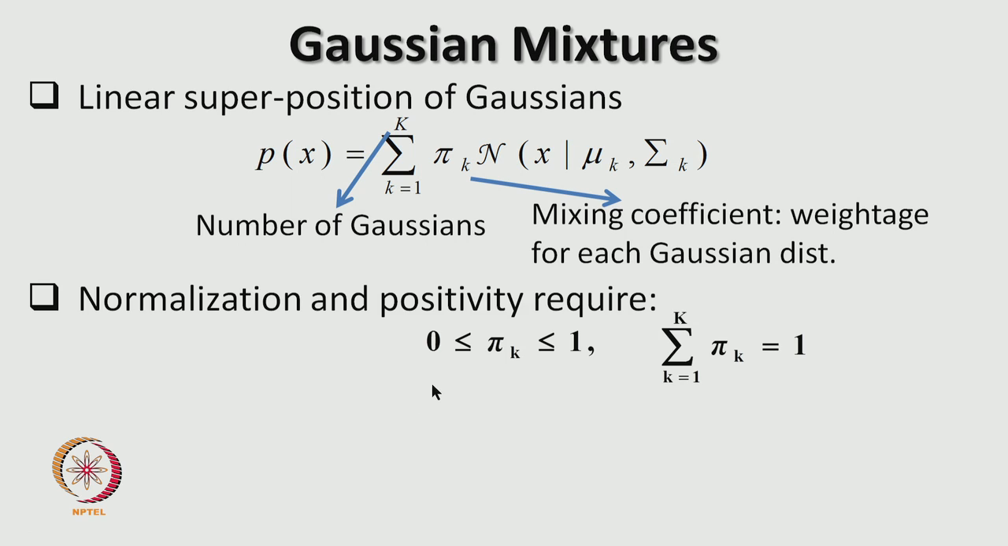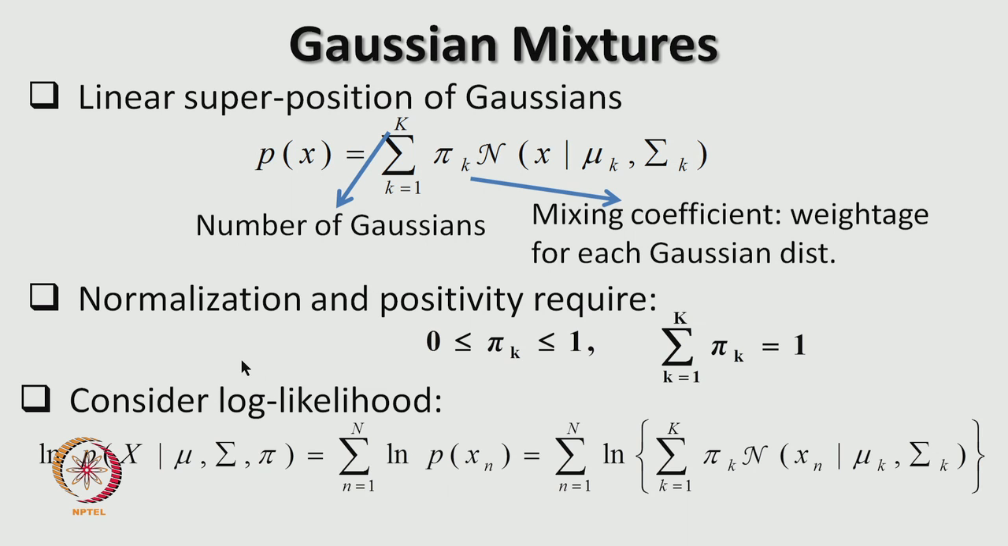The only constraint which we put with respect to the mixing coefficients is that each of them lies within 0 to 1 and the summation of all the mixing coefficients is equal to 1. So, these can basically be considered as weights. They are also called the weights for the corresponding Gaussian function.